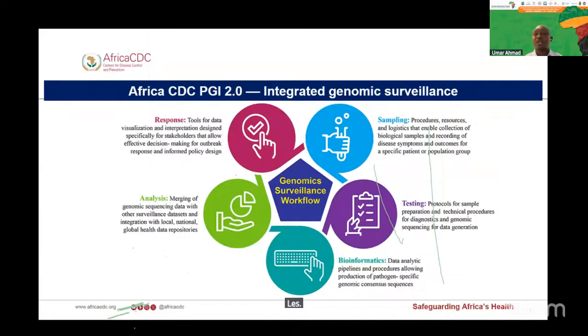So PGI 2.0, the integrated genomic surveillance, is based on response, sampling, analysis, and also bioinformatics as well as testing. Basically, when we have the samples, we usually ask the member state if they have the capacity to sequence the samples, even perform some molecular diagnostic testing at the labs. If they can test the pathogens, then it's fine. If they cannot, we refer them to regional sequencing hubs, regional sequencing centers, to do the sequencing and also perform the bioinformatics analysis for timely reporting. So this is basically the genomic surveillance workflow that we are carrying out on the continent using PGI 2.0.